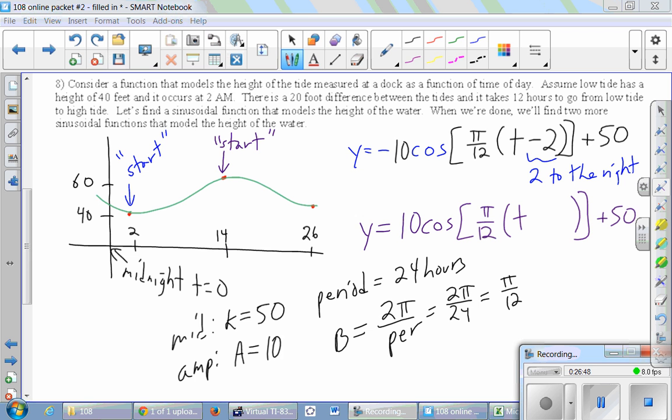But now the question is, if you think of your cosine as normally starting at the top here and then going down, how do you take this point and bring it over to this point? Well, we have to shift it 14 units to the right from where it normally is to where it actually is. So how do we shift 14 to the right? We do a minus 14 right there.